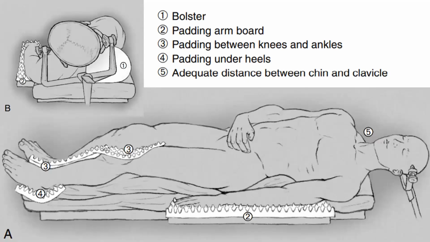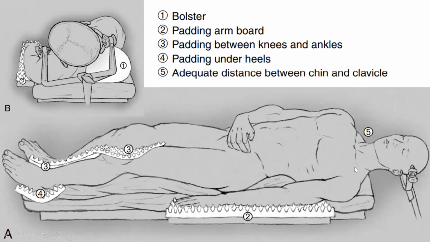So there are four sites that need padding. This is the supine position with a little bit of semi-lateral position. First of all, a bolster or pad underneath the shoulder, and padding the arm. This is pronation, but this is wrong. The arm should be in supination position. Then padding between the knees and elbows.